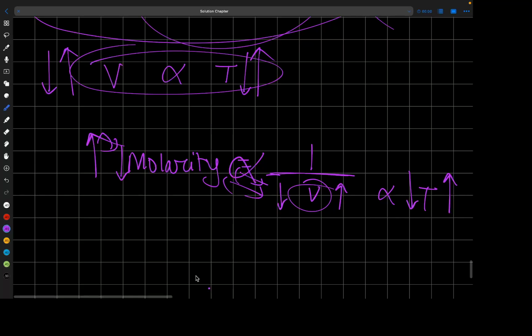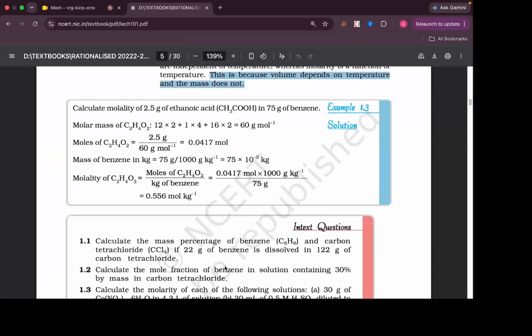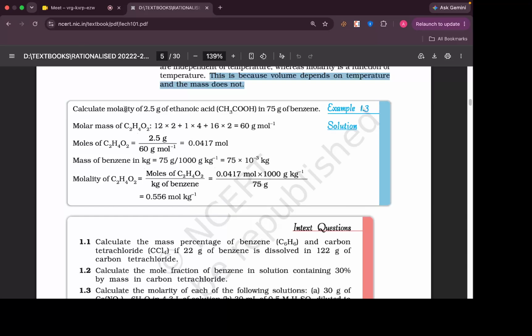So you have to use such a concept. Next is what? We have the example. Calculate molality of 2.5 gram of ethanoic acid CH3COOH in 75 gram of benzene. So you will use the molar mass of C2H4O2: 12 into 2 plus 1 into 4 plus 16 into 2, 60 gram. So here you are just using the molar mass. Then you will calculate the moles. Then you will calculate the mass. And then simply you will put the values and you will get the molality of C2H4O2.